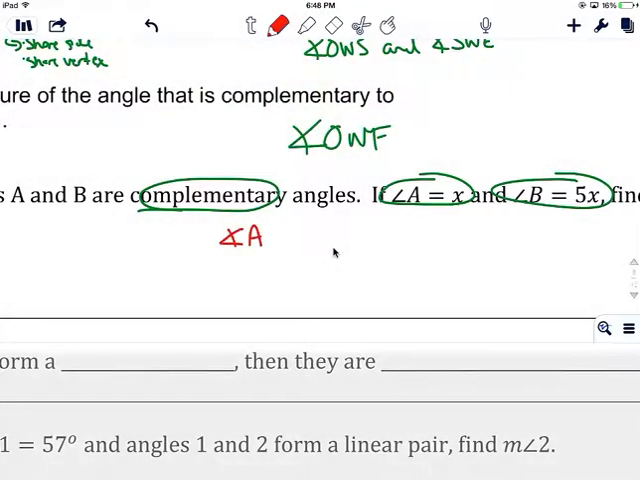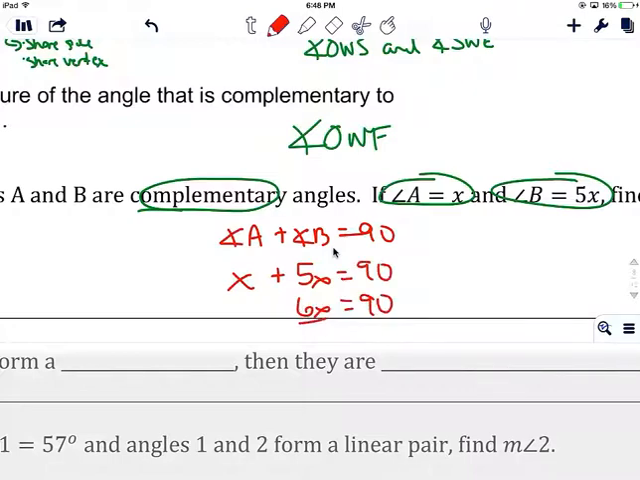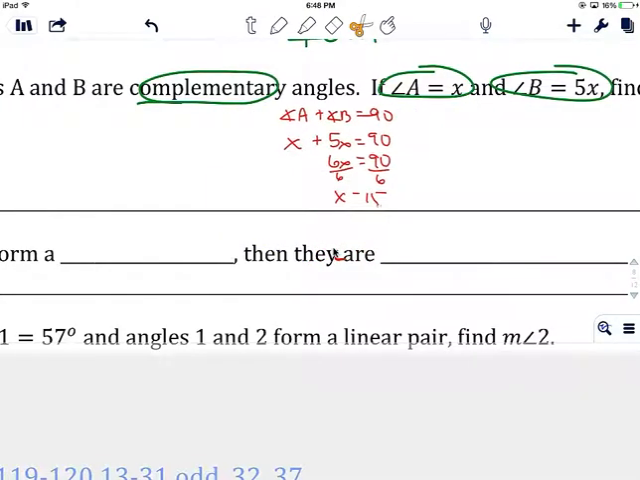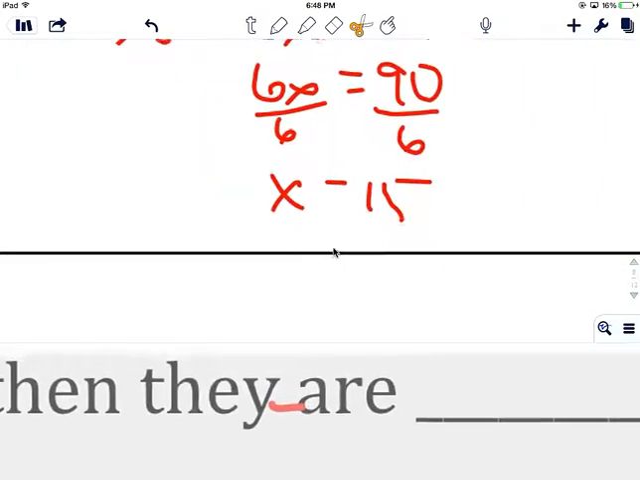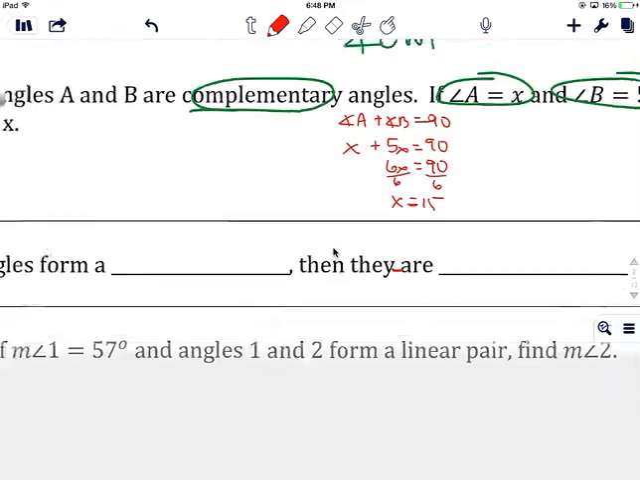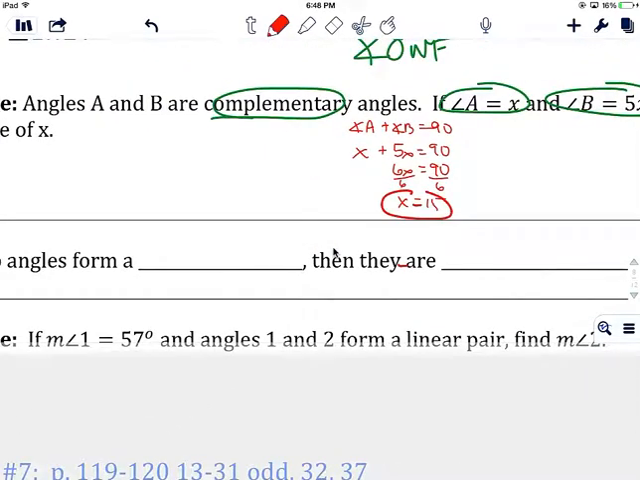Angle A plus angle B should equal 90. I know angle A is X, angle B is 5X. They sum to 90. 6x equals 90. Divide by 6. X equals 15. Let me shrink that down a bit. Oops, left my equal sign. I'll write a new one. There we go. So x equals 15.